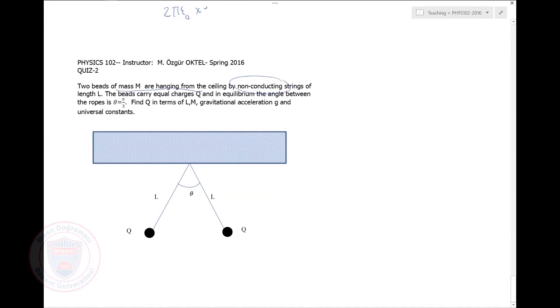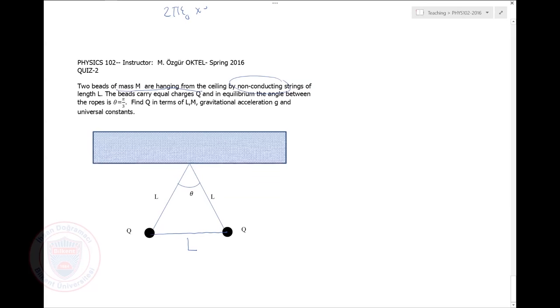And in equilibrium, the angle between the ropes is pi over 3. That's in radians. In degrees, what does that mean? It's 60 degrees. So can you tell me what's the distance between them? That's right. It's also L.